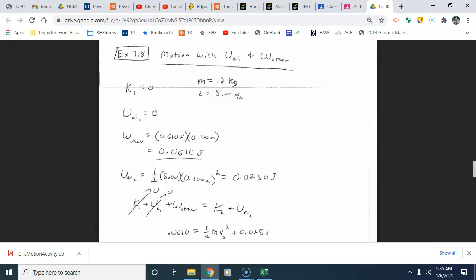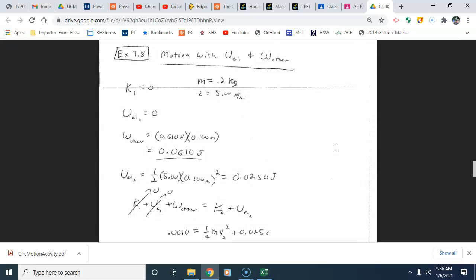It says, suppose that same glider we were dealing with in example 7.7 is initially at rest at x equals 0. So it starts at the equilibrium position with the spring unstretched. You then push the glider with a constant force that has a magnitude of 0.61 newtons in the positive x direction. What is the glider's velocity when it has moved to x equals 0.1?